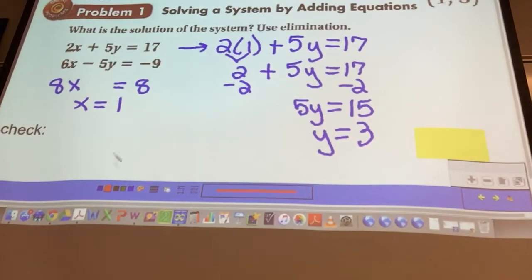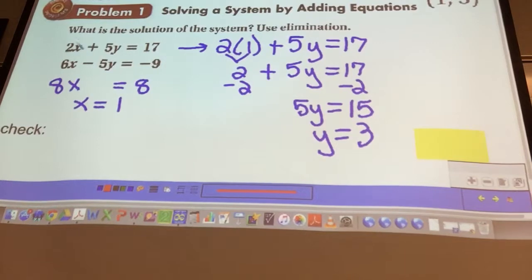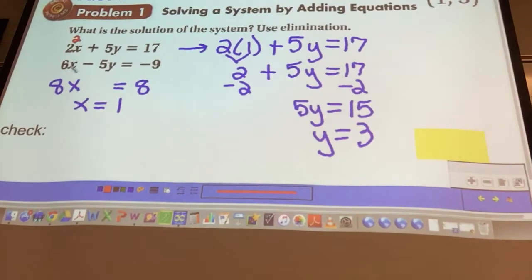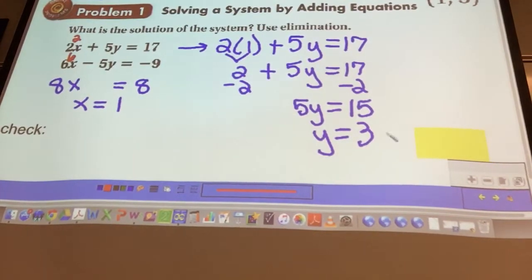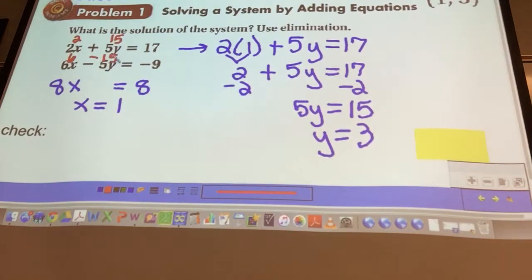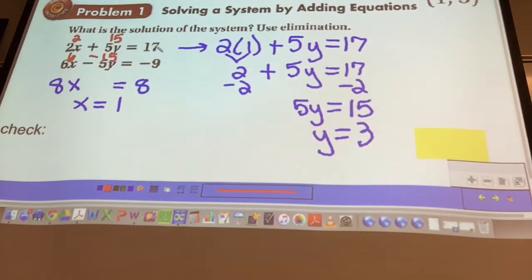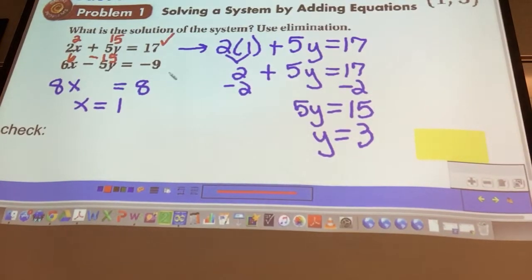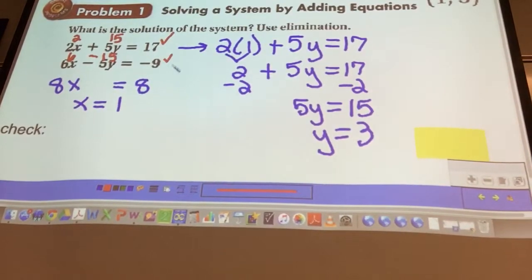Alright, so if x is 1, I'm going to plug it in mentally up at the top. What would 2 times 1 be? 2. And what would 6 times 1 be? Okay, now I take my y equals 3 and I plug it in. What would this become? 15. Good, it's 5 times 3. And this one? Negative 15. Now we check it. 2 plus 15, does that one work? Yeah. And then 6 minus 15, does that one work? Subtract and keep the sign on the bigger number, yeah, it works.